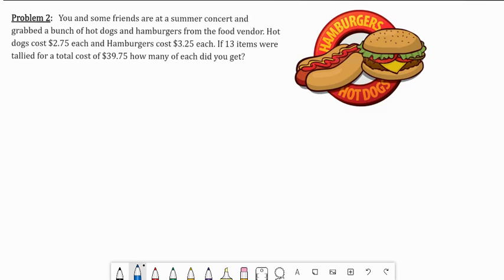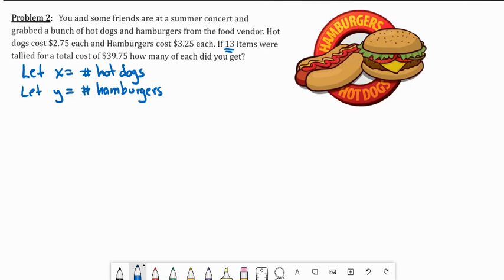So we start our word problems by defining our variables. We'll say let x equal the number of hot dogs, and we'll say let y equal the number of hamburgers. Since we know that a total of 13 items were tallied, that means all of the hot dogs and hamburgers combined add up to 13. So we have our first equation for our system.